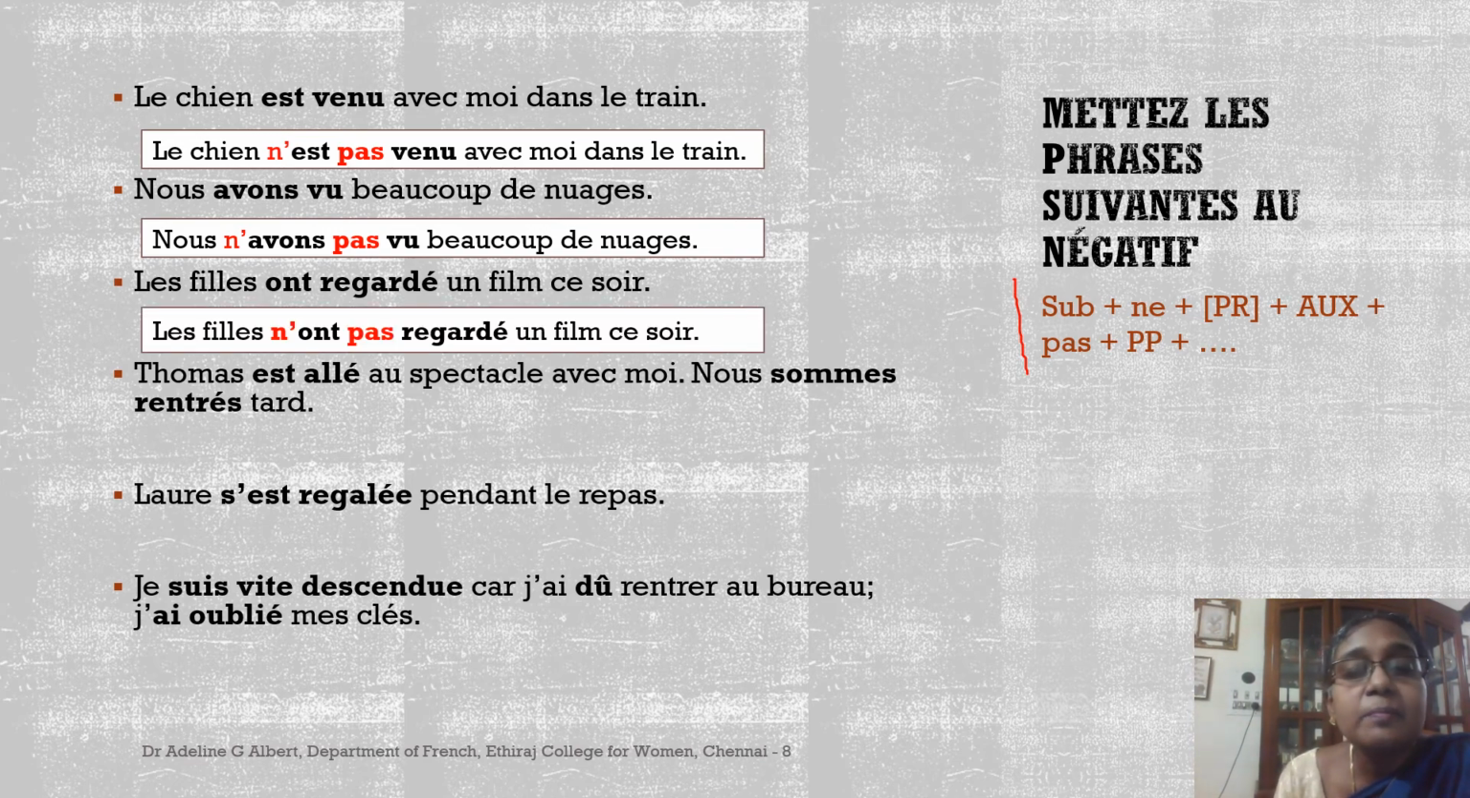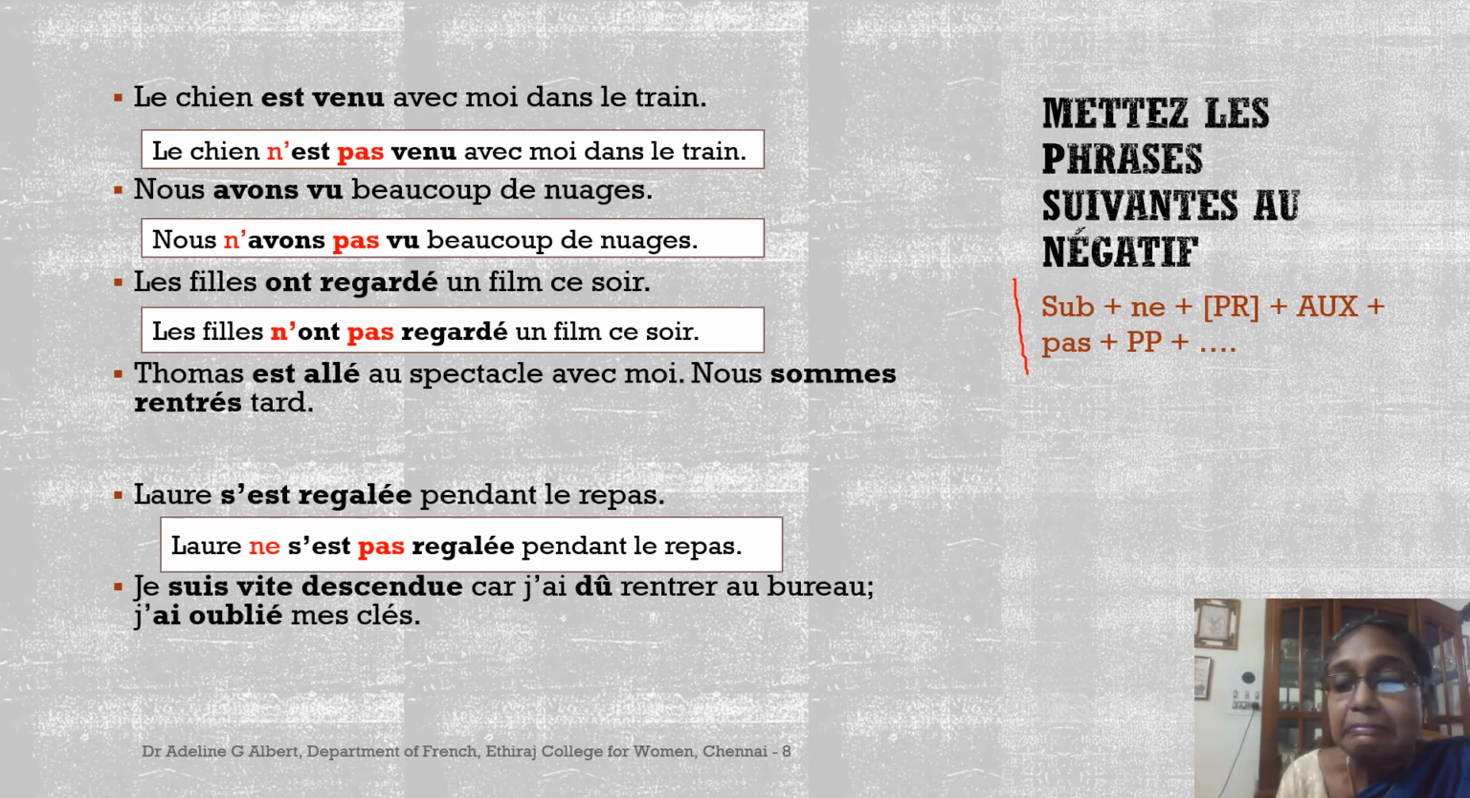ONT is your changing part. Les filles n'ont pas regardé un film ce soir. Thomas est allé et nous sommes rentrés. Oh, my PPT skills are quite bad. So you have Laura ne s'est pas régalée pendant la fête, because remember the se changes along with the auxiliary. So both of them come within my ne pas bracket.